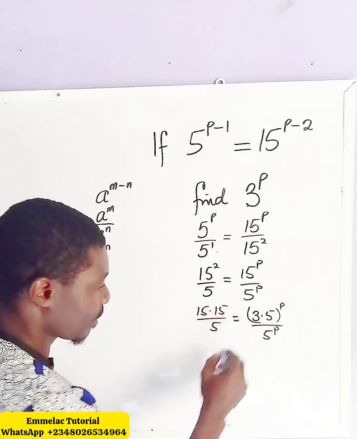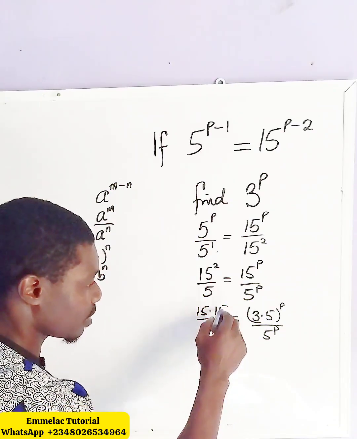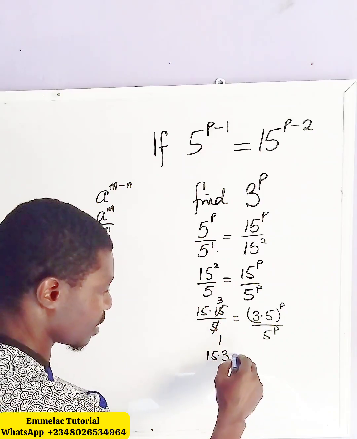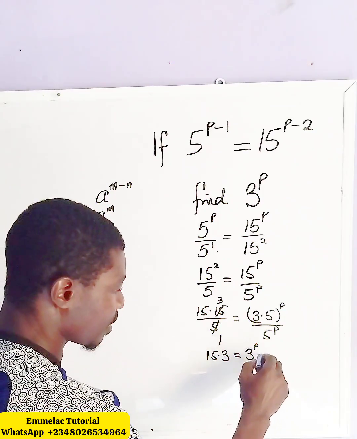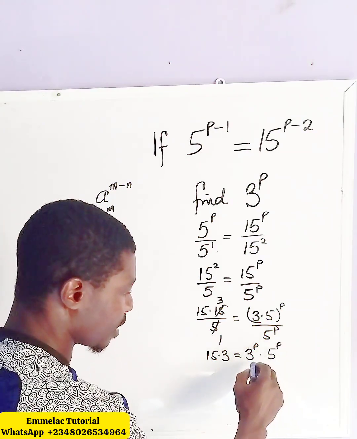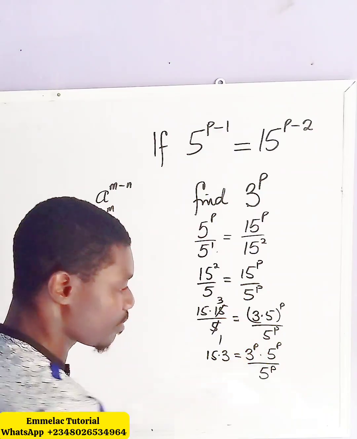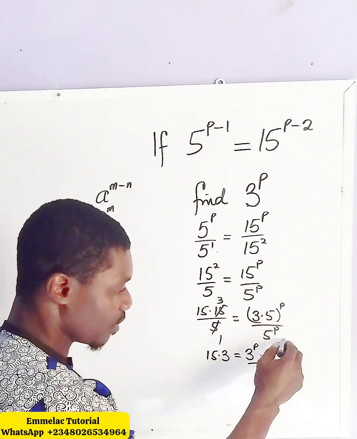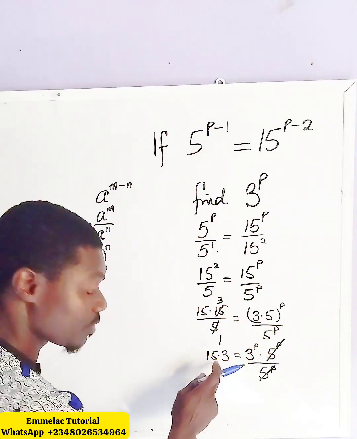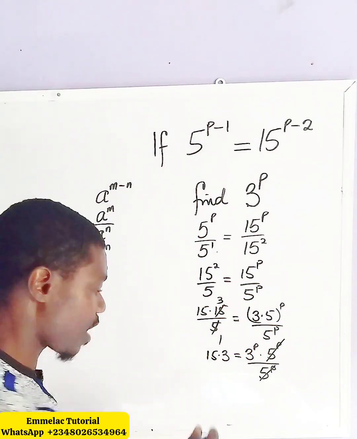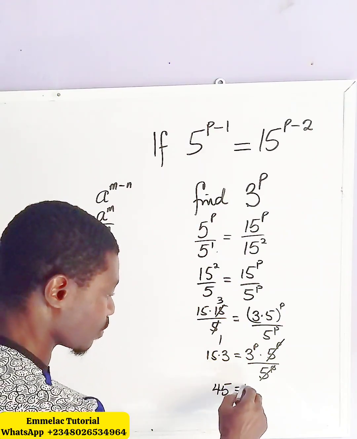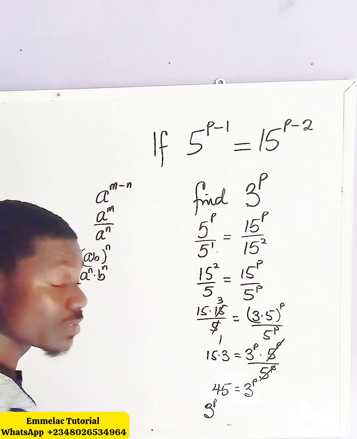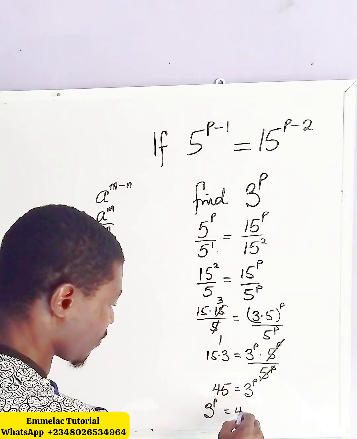So now this can also be written: 5 here divided by 5 gives 1, then 5 here gives 3, right? So this becomes 15 times 3 equals 3 raised to the power of p times 5 raised to the power of p, then all over 5 raised to the power of p. So at this point, you can see we have a common term, which is 5 raised to the power of p, and we can just eliminate it. So we are left with 15 times 3, that will give us 45. You have 45 equals 3 raised to the power of p. By rearranging, we can conclude now that 3 raised to the power of p equals 45.